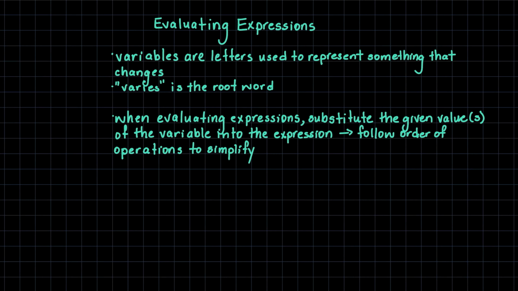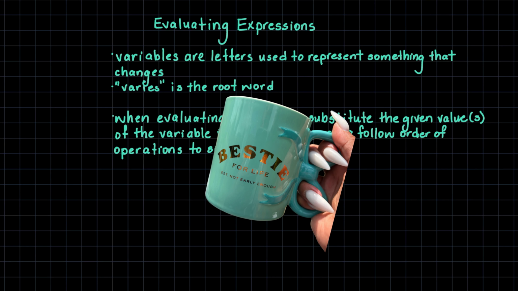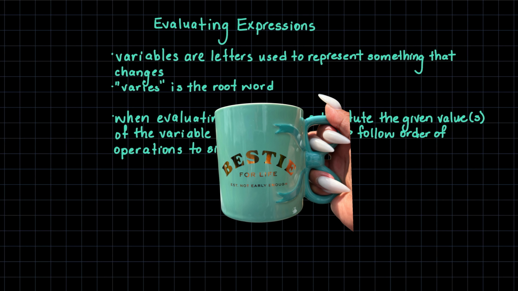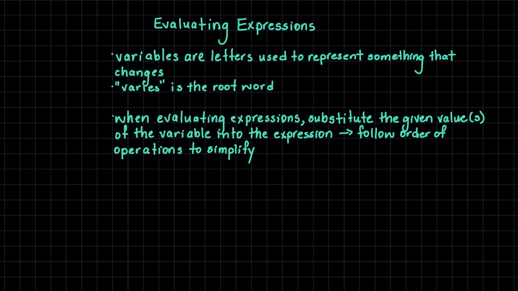Before we get started, we're going to start with our background information, which I like to call mint green tea. So as a reminder, variables are letters used to represent something that changes. That's why the root word of variables is varies, because depending on what the variable is defined as, it can be more than one thing.